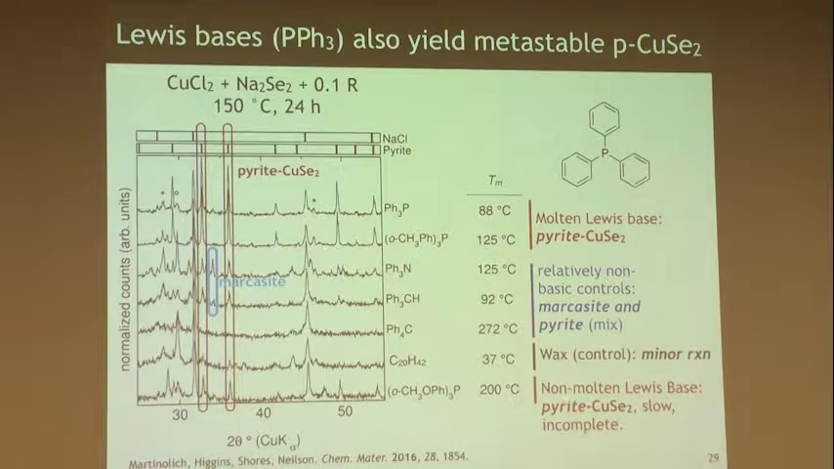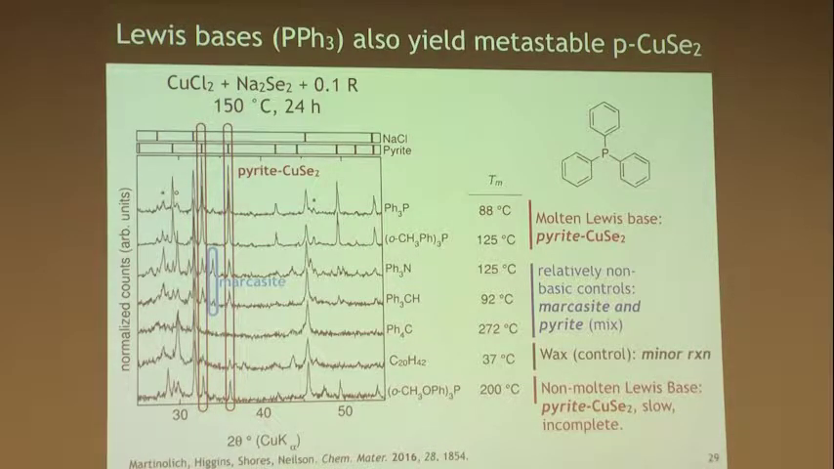And then we took this ortho-methoxy variant of triphenylphosphine, which is not molten under these reaction conditions. So we do these reactions at 150 degrees Celsius. This melts at 200 degrees Celsius. And we see perfect selectivity of the polymorph. But the reaction's not done yet. We still see some reactants. So it's slow, it's incomplete, and it suggests that having some molten phase is actually important, but it's not everything.